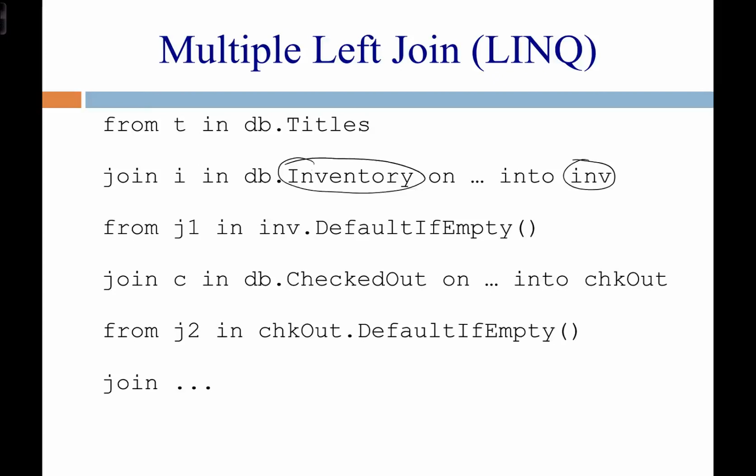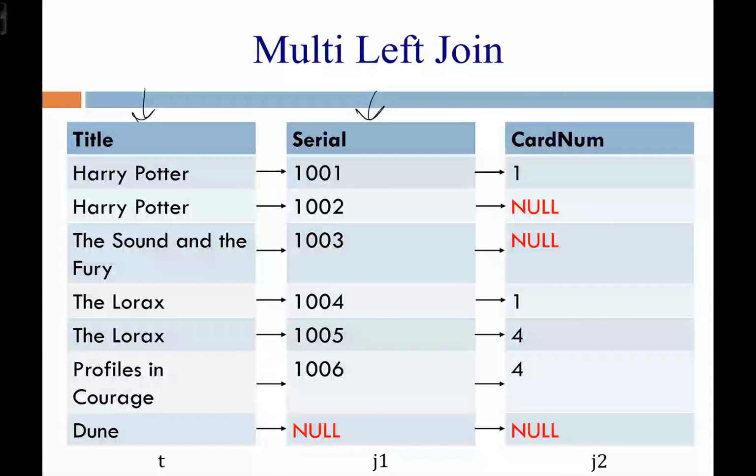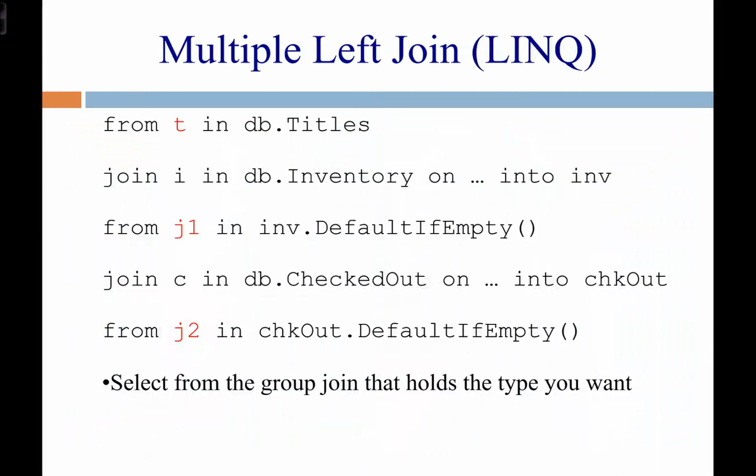So for serial, to get the serials, we will select something out of J1. And that's what I'm showing here. So the titles come out of the range variable T, serials will come out of J1, and card nums will come out of J2. You just have to remember when you're doing this emulated left join, the range variable that you select from has to be the one that is the temporary data source after the into keyword. So we'll be using J1 because it is selecting out of the inv temporary data source.